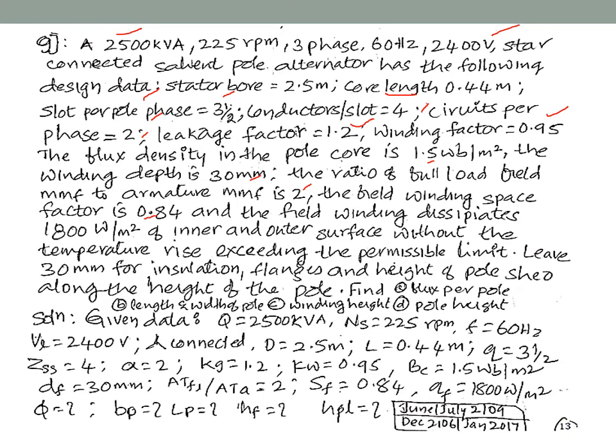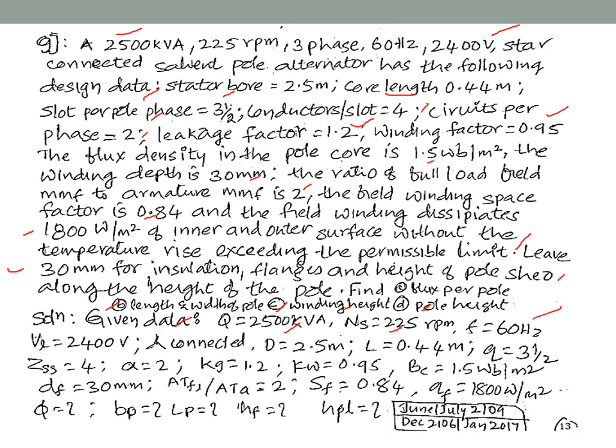Field winding space factor is 0.84. Okay, and the field winding dissipates 1108 watts per meter square of inner and outer surface without the temperature exceeding the permissible limit. Leave 30 mm for insulation, flanges, and height of pole shoe along the height of the pole. Find the flux per pole, length and width of the pole, winding height, pole height. This is all about field design.